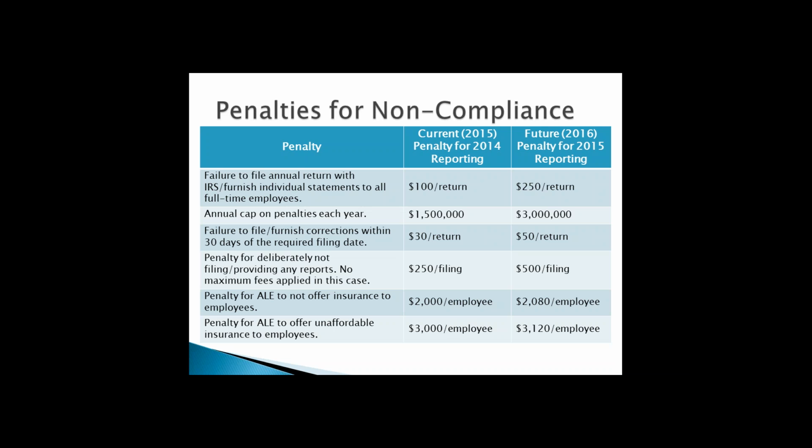The last penalty we will discuss today is the penalty for applicable large employers who offer unaffordable health insurance to employees. So as you can see, this fine is actually higher than the fine for not offering any health insurance at all. The 2014 reporting fine was $3,000 per employee and has increased by $120 for 2015 reporting to be $3,120 per employee.